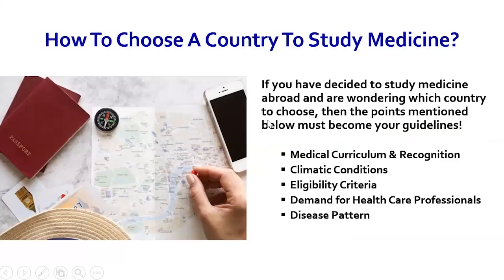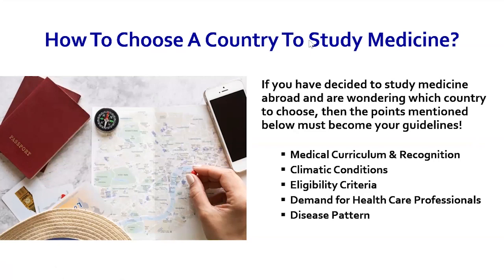So let's go to the next slide. It's great. So this is something which is interesting. How to choose a country to study medicine? Well, if you have decided to study medicine abroad, and if you're wondering which country to choose, then the points that you have to take into consideration are, first, the medical curriculum and recognition. Texila American University in Zambia is registered with Higher Education in Zambia and the Health Professional Council of Zambia. And it's also recognized in SADC countries as well. The second thing is the climatic condition. So this plays a very big role.